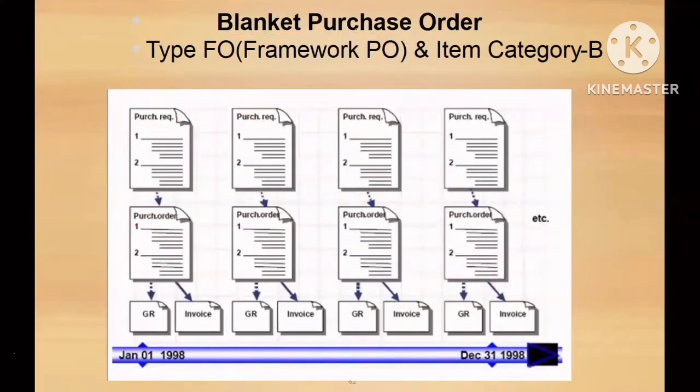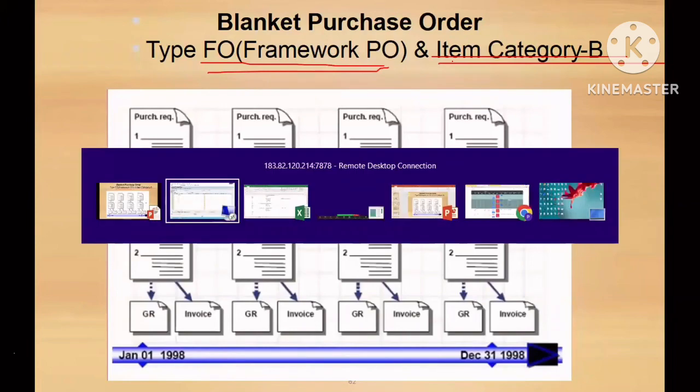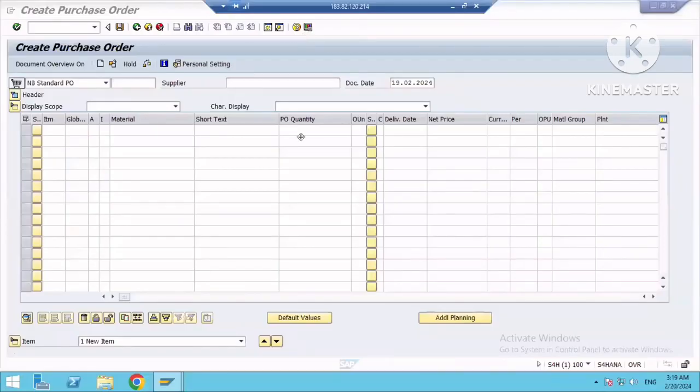For a blanket purchase order, you have to select the document type as FO and the item category as B. Two things you have to enter. Now where do you enter the document type FO and item category B? Here you can see my purchase order screen. Now I want to create the blanket purchase order. So how can I create it?